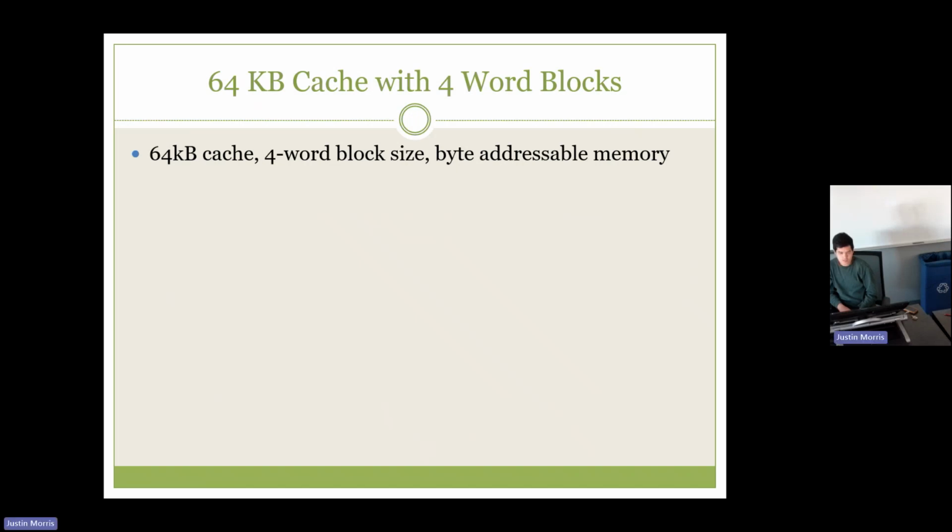To the 8. Kilobytes. Okay. So 1K is 2 to the 10, right? And then we just need to now get 64. 64 is 2 to the 6, so 64 kilobytes is 2 to the 16. Okay. We have 4 word block size.